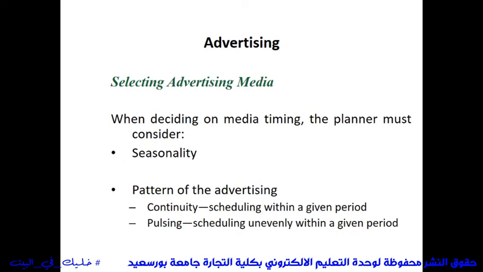Some companies may not choose the continuous pattern of advertising. They may choose the pulsive pattern of advertising. The pulsive pattern of advertising means that the advertising managers schedule unevenly within a given period. In other words, they may focus their advertisement on a specific month, on the first month, and lower the frequency of advertising in consequent months.